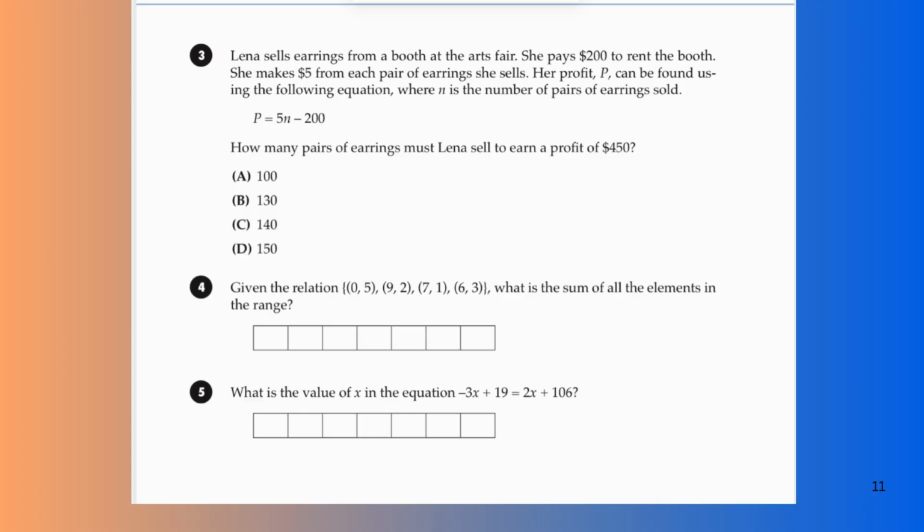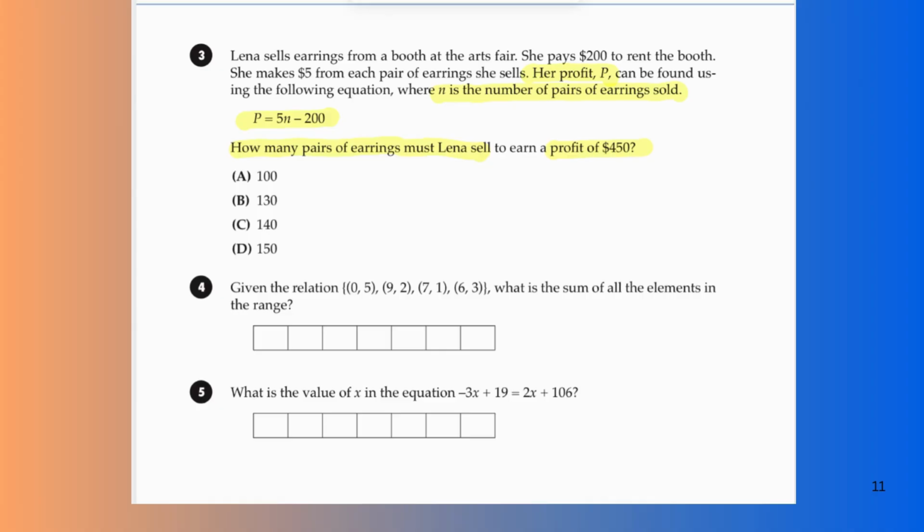Lena sells earrings from a booth at the arts fair. She pays $200 to rent the booth. She makes $5 from each pair of earrings she sells. Her profit P can be found using the following equation, where N is the number of pairs of earrings sold. So here's the equation that we're using, and the question is asking us, how many pairs of earrings must Lena sell to earn a profit of $450?